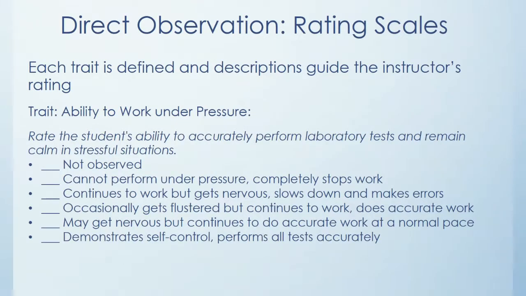You can also have rating scales. There's different types of rating scales. The one below is an example where each trait is defined and then the description guides the instructor's rating. For this one, the trait is the ability to work under pressure, and they would check one of these options: cannot perform under pressure, completely stops work, versus may get nervous but continues to do accurate work at a normal pace. So the instructor could show where they go, and this helps get rid of some of the errors of contrast problems, where if someone's particularly efficient, they may think everyone handles stress really well. Any student who doesn't perform to their very high standards can get a lower rating.